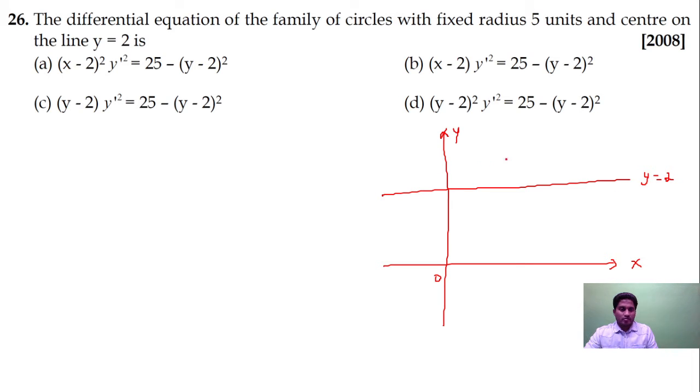And the center lies on the line y equal to 2, and the radius is equal to 5. So radius is 5 units, so this will be the distance. Radius is 5, center will be a comma 2, because the center lies on the line y equal to 2.